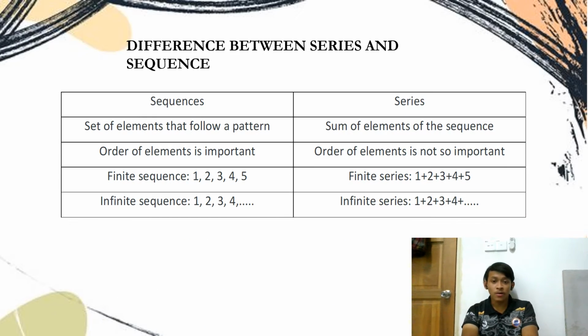Now I want to tell you about the difference between sequence and series. A sequence has a set of elements that follow a pattern, while a series has the sum of the elements of the sequence. In a sequence, the order of elements is important, while in a series, the order of the elements is not important. A finite sequence is 1, 2, 3, 4, 5, while the finite series is 1 plus 2 plus 3 plus 4 plus 5.